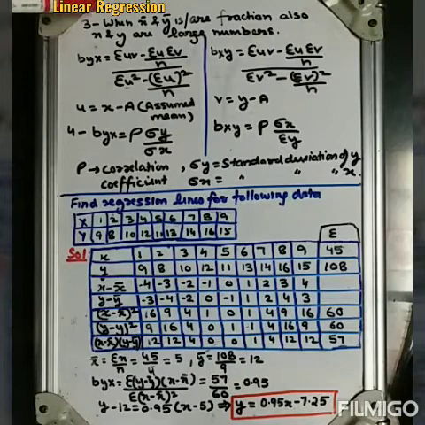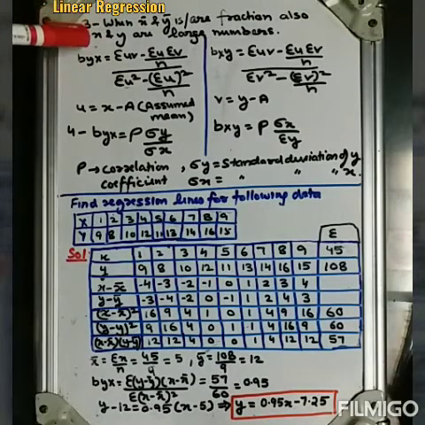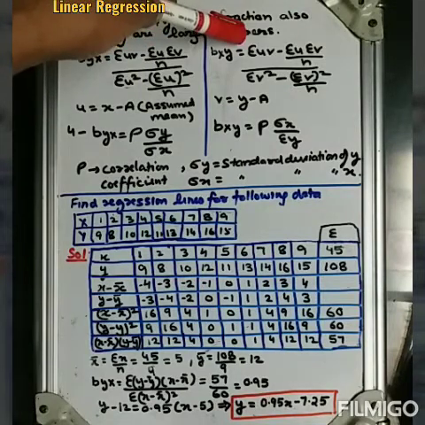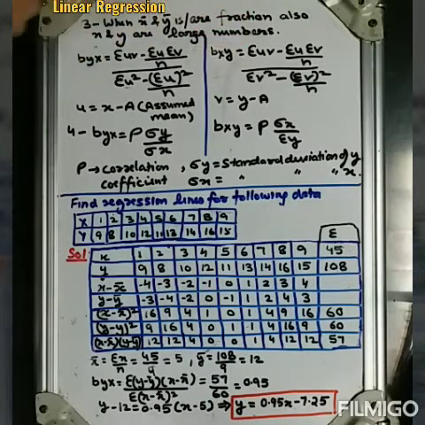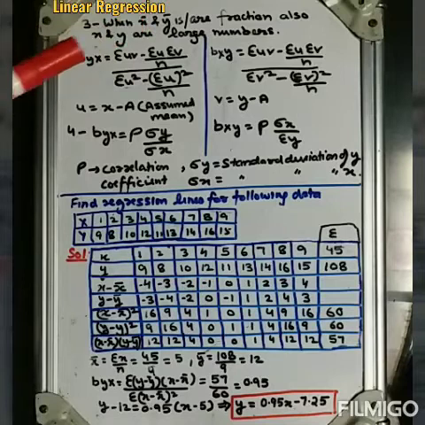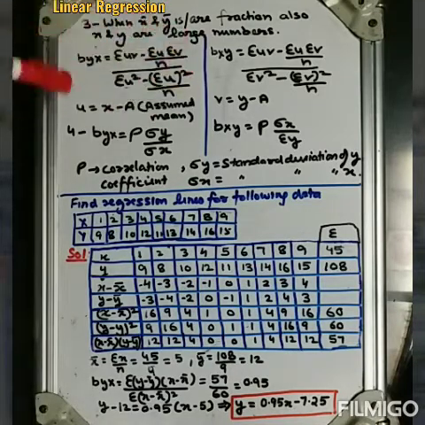Now the third formula. When x and y are decimal or fraction numbers, and x and y are large numbers, like in the example we have taken, if they are 100, 50, 60, 1000, like that, then we apply this formula.